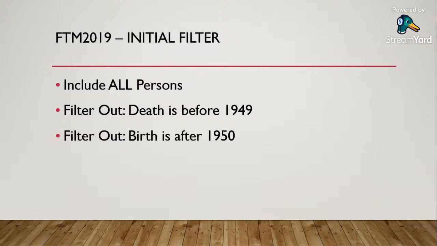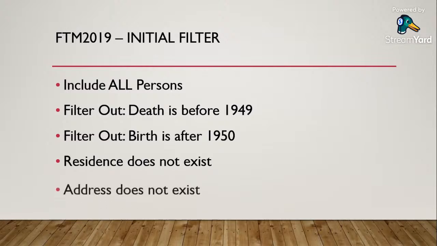As I mentioned before, I use the residence fact a lot. So if I have no residence fact, I filter them out. If I do not have an address, I filter them out. This will give me a list of people who I should be able to find. Now, this is the low hanging fruit, the people that are going to be easy to find, but that's what I want to accomplish.